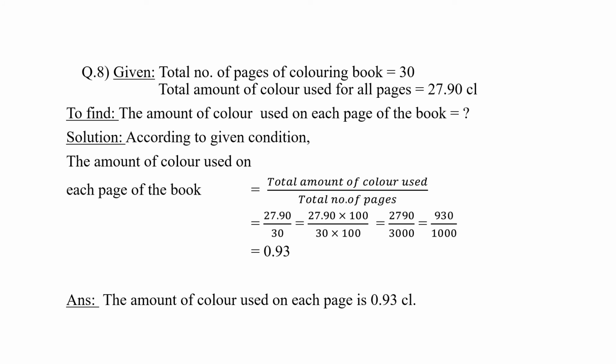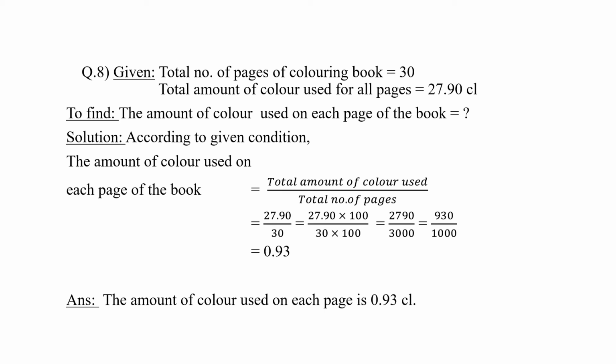Now we'll see one word problem related with the division of decimals. That is question number 8. I'll read question for you. Sudhir colored a coloring book of 30 pages. He used equal amount of color on each page, and the total amount of color used by Sudhir is 27.90 cl centiliter. Find the amount of color used by Sudhir on each page of the book.